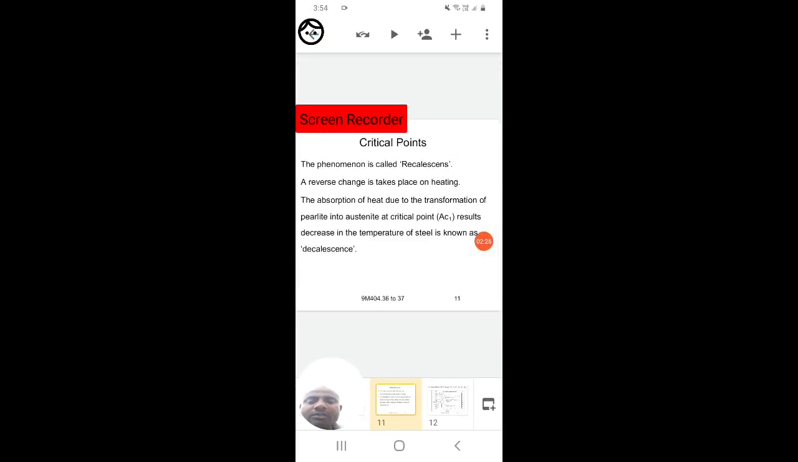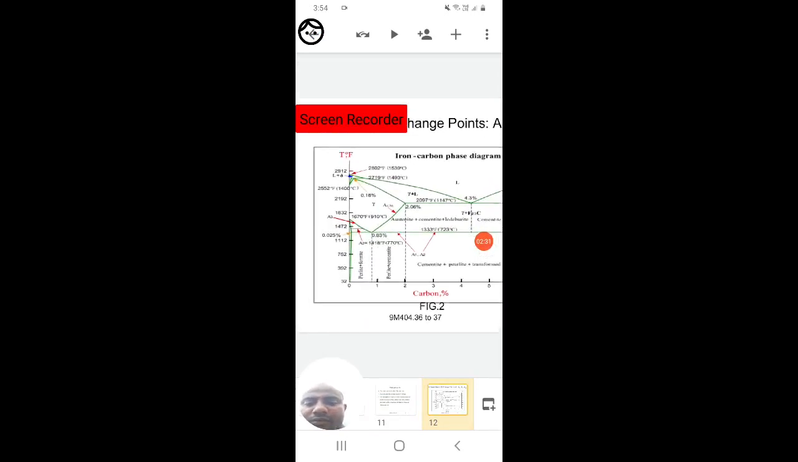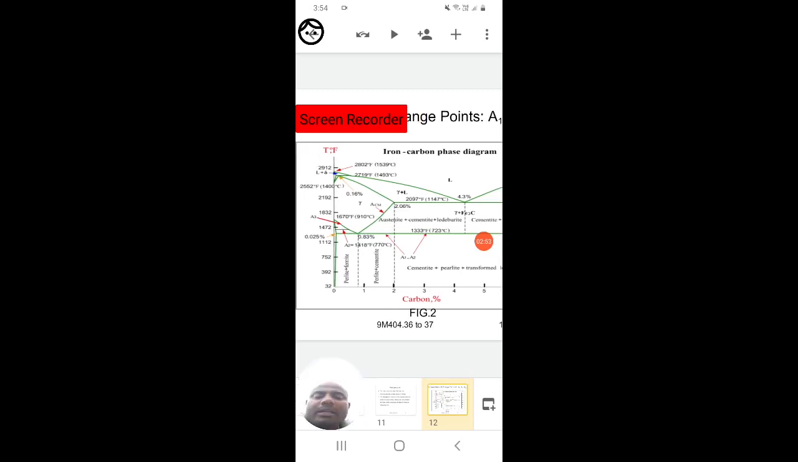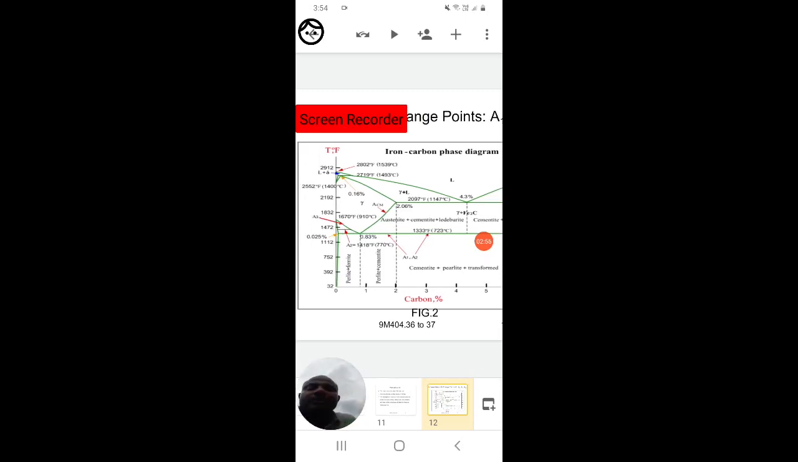Okay, so these are the very important critical temperatures. A1 and A3 are the lower and upper critical temperature lines for hypoeutectoid steel. A1 and ACM are the lower and upper critical temperature lines for hypereutectoid steel. And A2 is the Curie temperature line, where magnetic properties change to non-magnetic properties, that is called the A2 line.